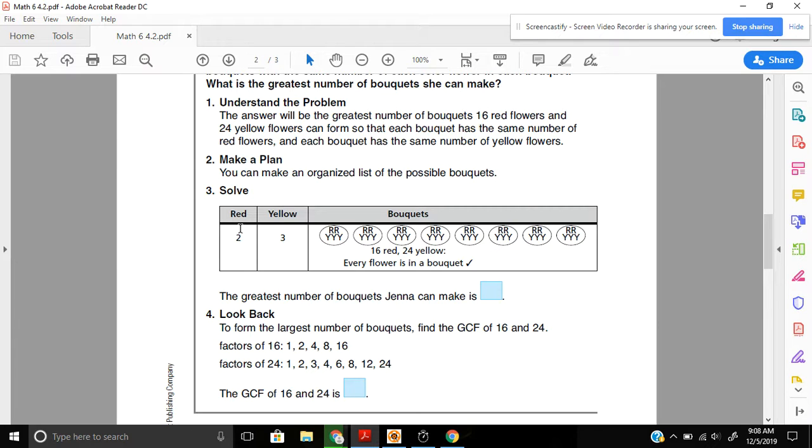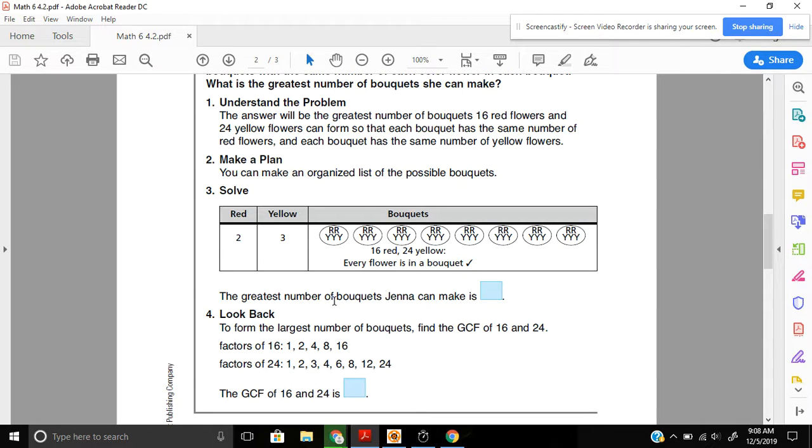So you'll see that each one of these bouquets, if we had 16 red and 24 yellow, they filled each bouquet with 3 yellow and 2 red. So that's where you see the 3 Y's and 2 R's for the 2 reds. And if you counted up your total, it'd be 2, 4, 6, 8, 10, 12, 14, 16 red, and 3, 6, 9, 12, 15, 18, 21, 24 yellow. Exactly what we had here.